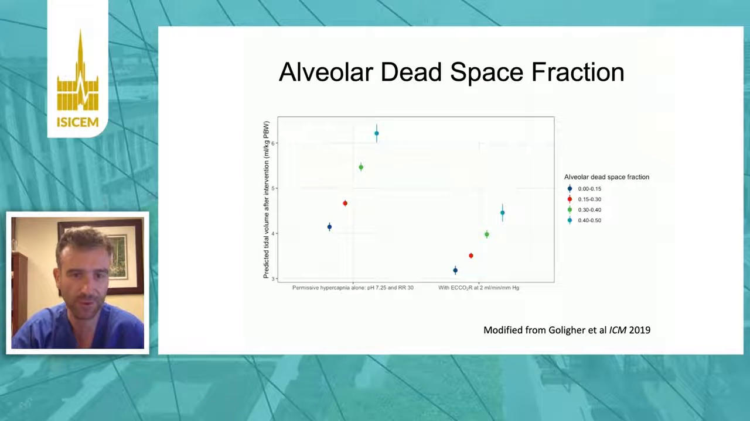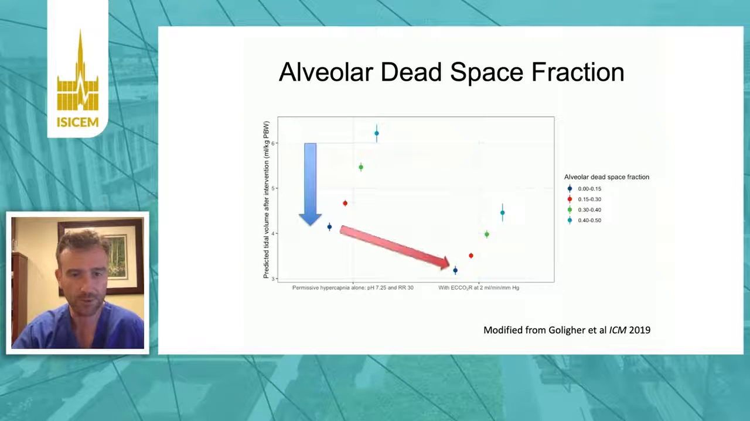And this is shown here in this figure, where using predictive modeling, we predict the tidal volume in patients with varying levels of dead space with a permissive hypercapnia strategy on the left or with ECOR at a relatively high rate on the right. What you can see is that patients with relatively low dead space can get to a tidal volume of almost 4 mL per kilo without the application of any ECOR, just by accepting a relatively lower pH and a higher respiratory rate. Whereas patients with high dead space can't get below 6 mL per kilo.